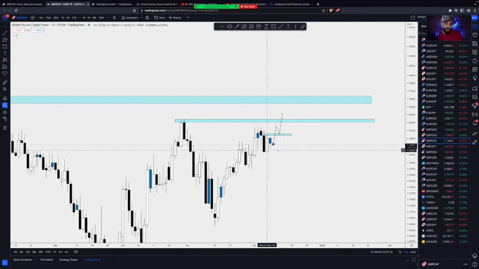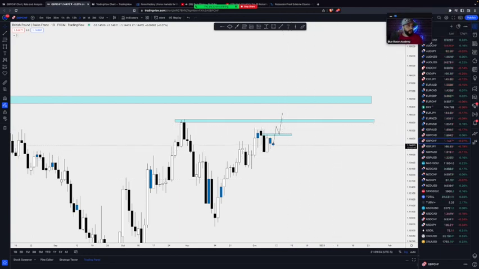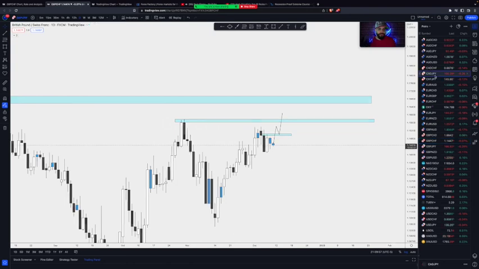Again, if I do get a break below the 1.1425 area, I'll look to short it. However, I am favoring the buy. Let's take a look at some other pairs here.